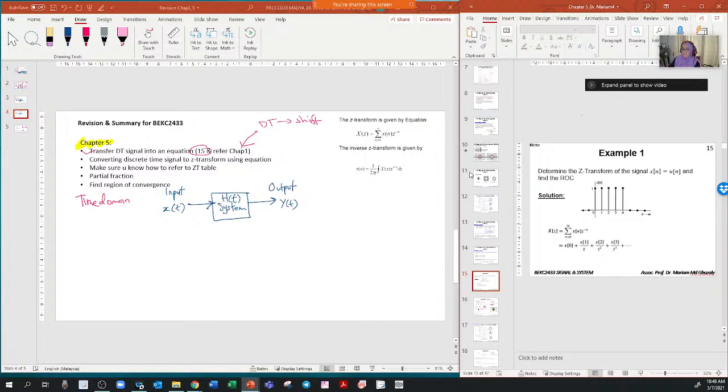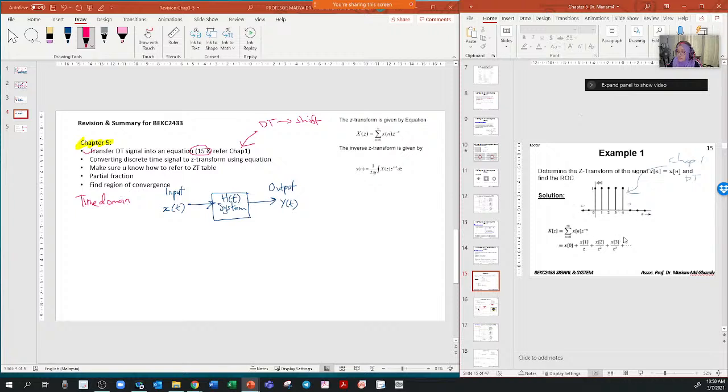Example 15. So you have this example. You see that this one is actually referring to chapter 1, on discrete time signal. And you see that there's a shifting. At 0, you have amplitude 1. At 1, you have amplitude 1. At 2, you have amplitude 1. Until 4, you have amplitude 1. And the rest is 0.